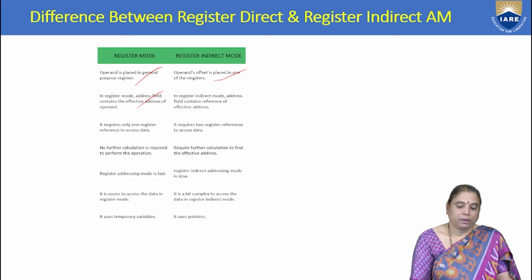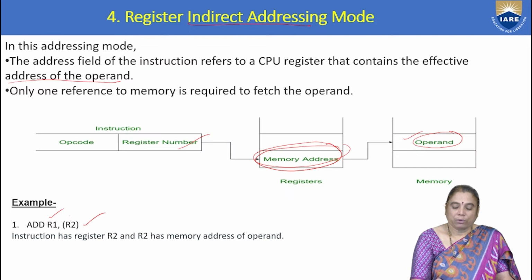But in the case of register indirect addressing mode, the register contains the memory address. The register can contain the effective address, or the memory address where the data is available. It requires only one register reference to access the data in direct mode, but in the indirect case, two register references are needed. So here, one movement has to refer to the register number. In this register number, the memory address is there.